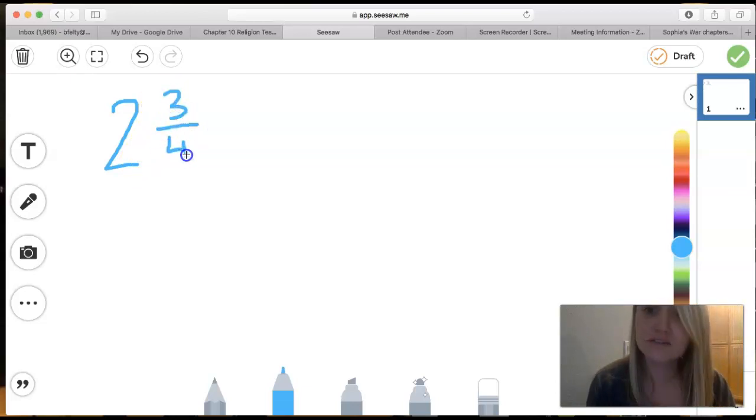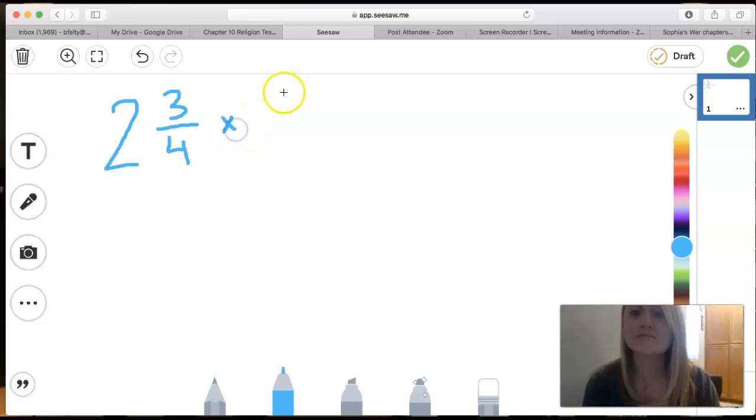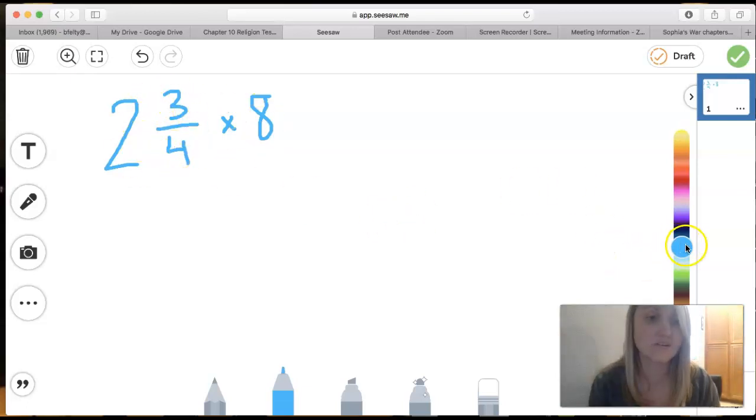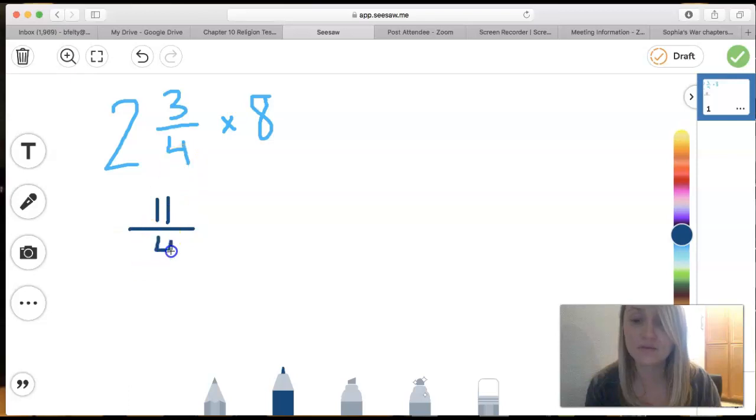Okay, so if we have 2 3/4 times 8. Here, this is when we're actually going to have to make this into an improper fraction in order for this to work. So again, 4 times 2 is 8, plus 3 would be 11. Denominator stays the same, so it would be 4. This one isn't a mixed number, so we just have 8 over 1.